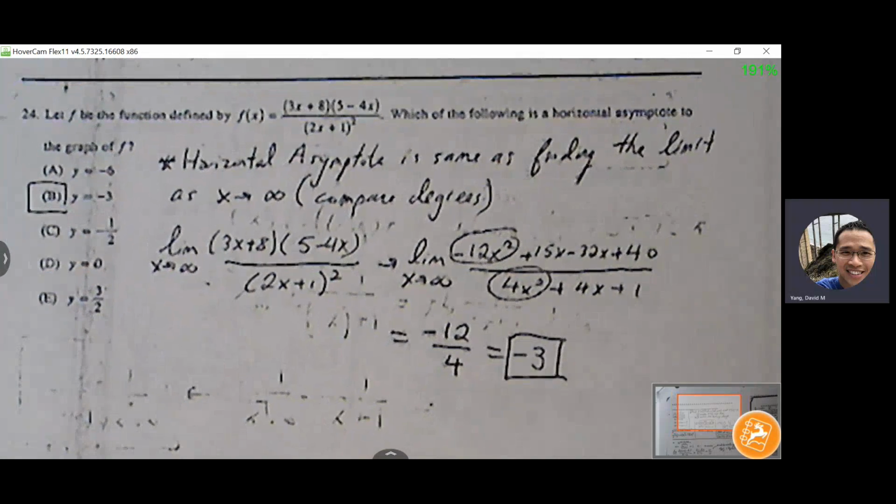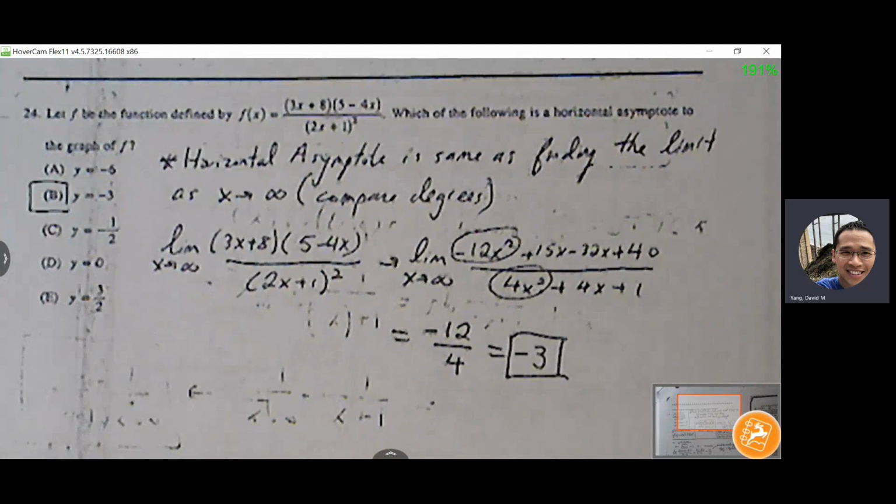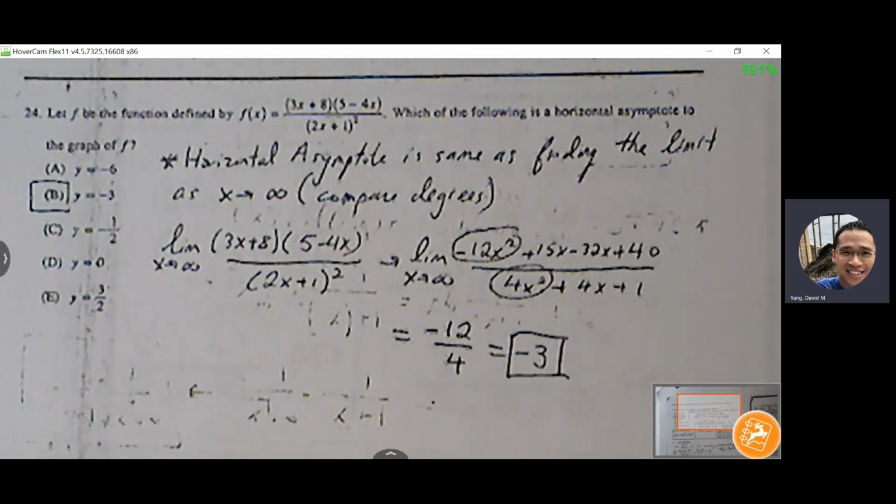I see my numerator. Its highest degree is x squared. My coefficient is -12. Denominator, my highest degree is x squared. My coefficient is 4. My limit is -3.